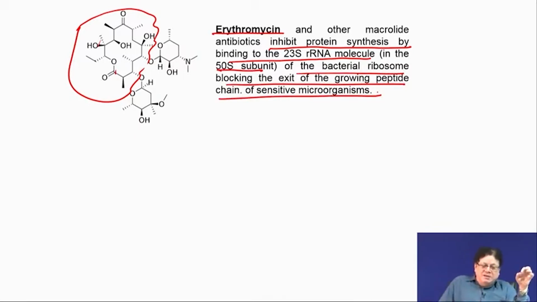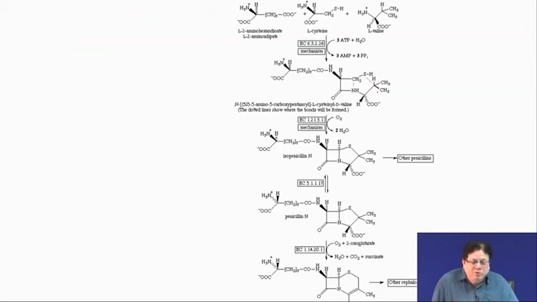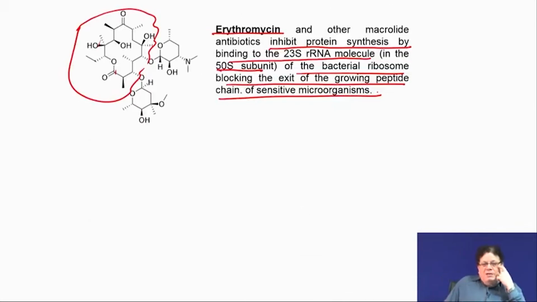Tetracycline binds to the A site, then chloramphenicol binds in between the A and the P site, and erythromycin blocks the exit of the growing peptide chain. So, these are the three important ones, and how they work. More or less these, there are still some more antibiotics. I think we can go to our next topic.